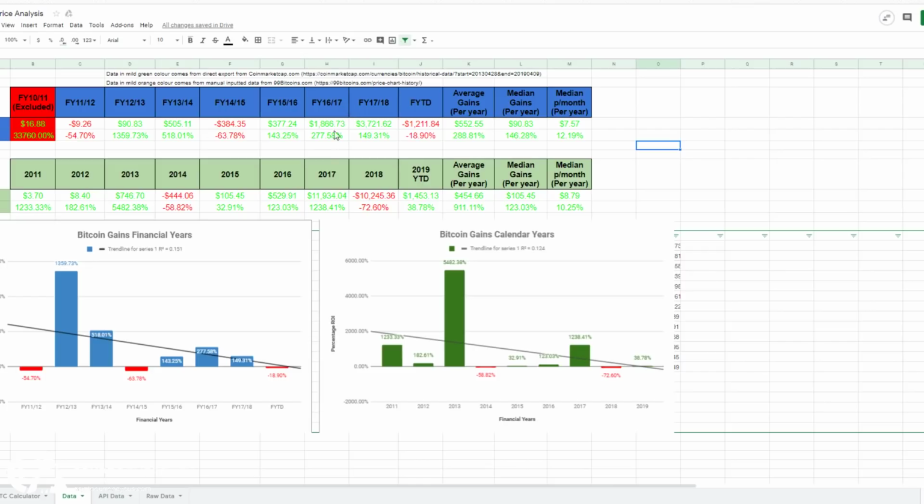So FY 16-17 realized a return of 277.58%. If you bought at the beginning of the financial year in 2016 and held to the end of the financial year, which was mid-2017, you would have realized a 277% gain. Not bad. And the same goes for 17-18. If you had bought mid-2017 and held all the way through to mid-2018, despite the huge bull run and then bear market, you would have still realized a 149% return.